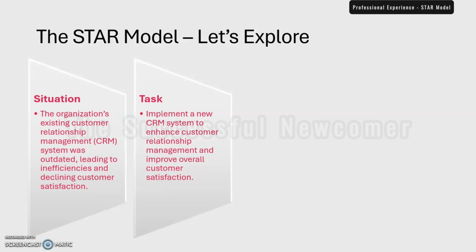Or why did they, for example, introduce a new reporting system? Or why did they try to automate a particular process? Or why were they trying to build a new location? Whatever the situation you were in, think of the why. So there's a task and then the reason. Here we're talking about implementing a new CRM system, and the reason is to enhance customer relationship management and improve overall customer satisfaction. The reason you have to identify that is so that you can be clear with your result.